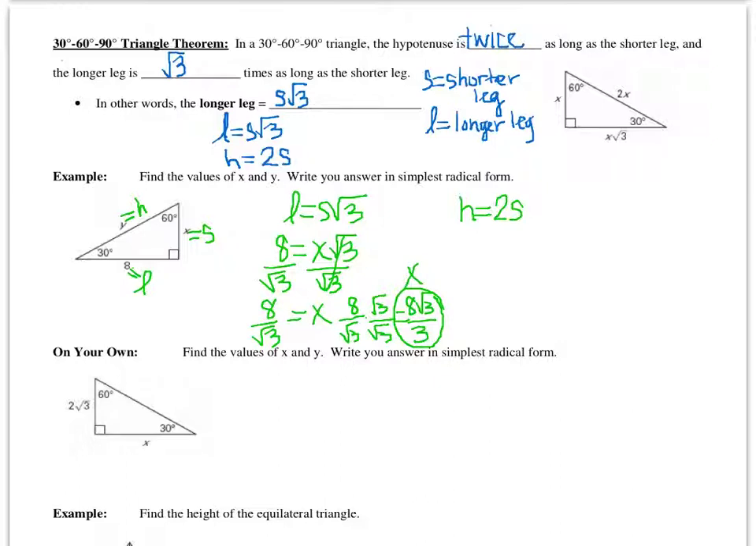So now let's use our second formula, the hypotenuse. So my h, that's really y, equals 2 times the shorter leg. My shorter leg is s, but I found that s is 8 times the square root of 3 over 3. So I need to simplify this. y equals, and if I put this fraction over 1, just multiply across, 2 times 8 is 16 times the square root of 3 over 3. So there's my y. So I found my x and I found my y: 8 square root of 3 over 3 and 16 square root of 3 over 3.